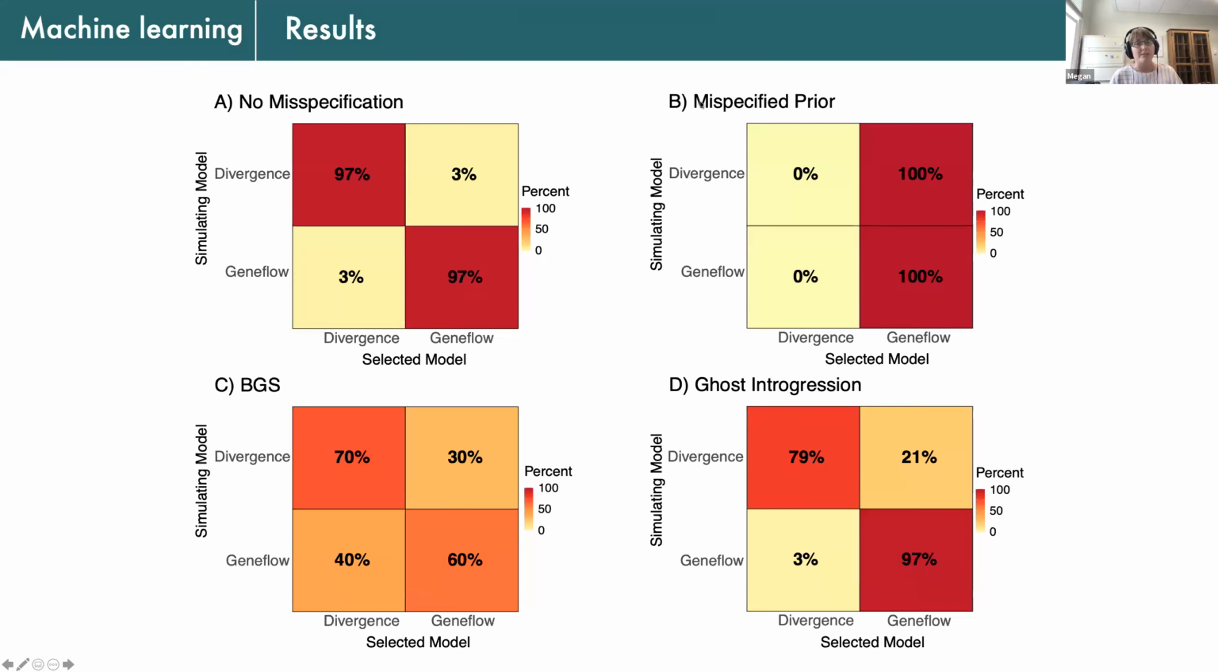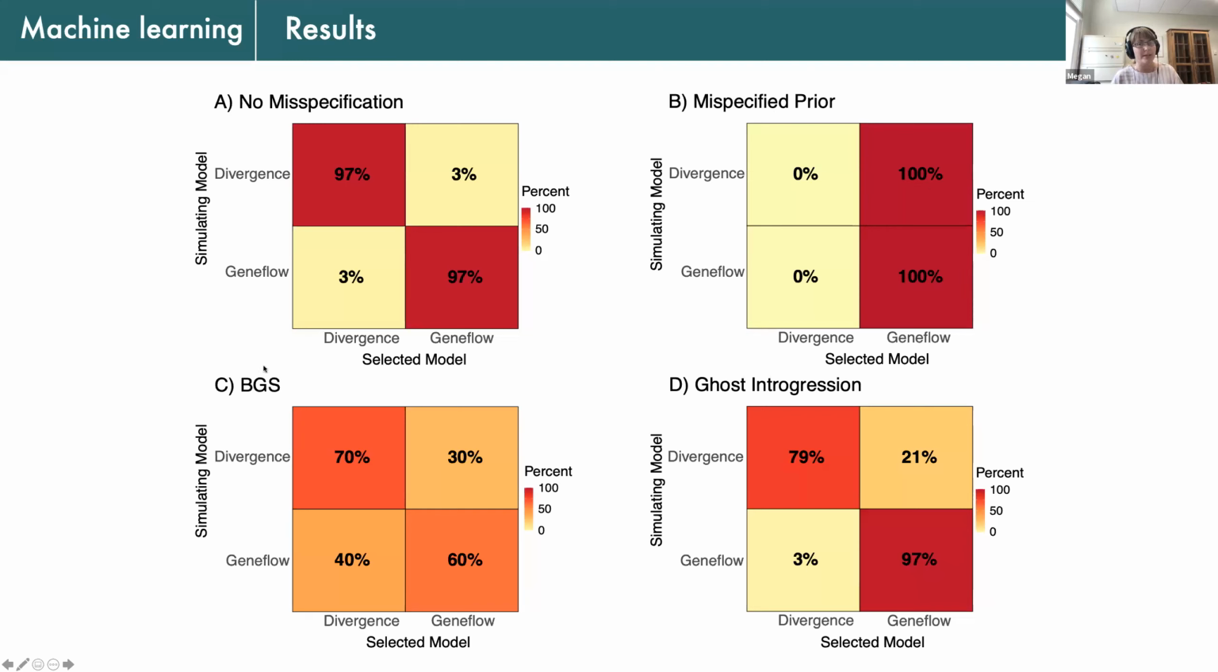When we apply our classifier to data sets where the prior was misspecified, so our divergence times were more recent, we find that when we simulated data under a divergence-only model, we always classified that as a gene flow data set, which is not surprising. We've made the divergence times more recent. This is what we would expect.